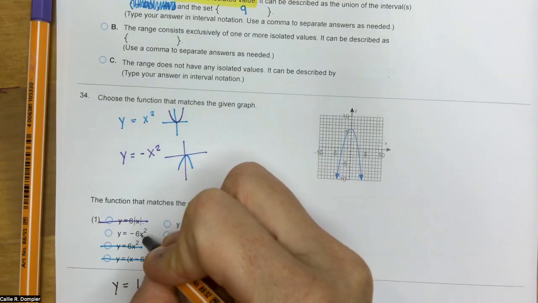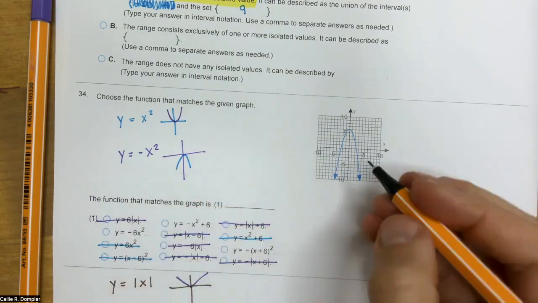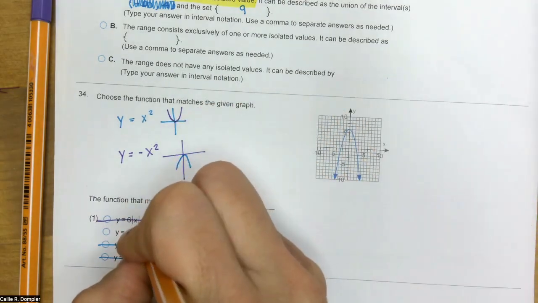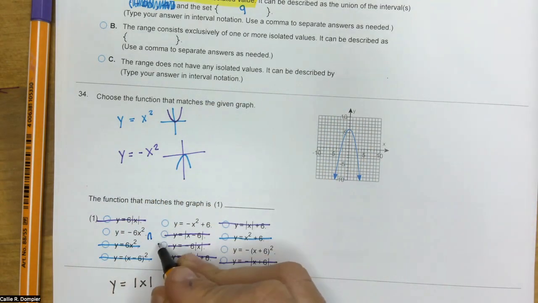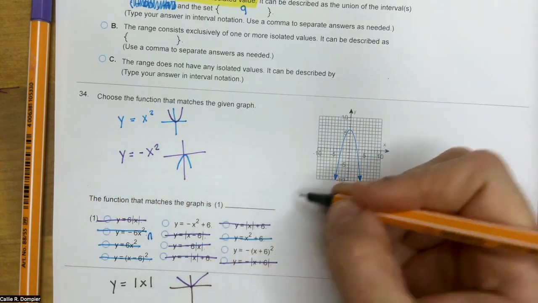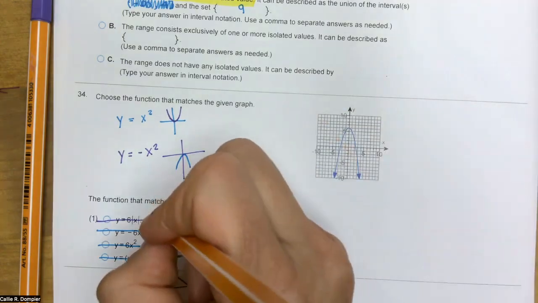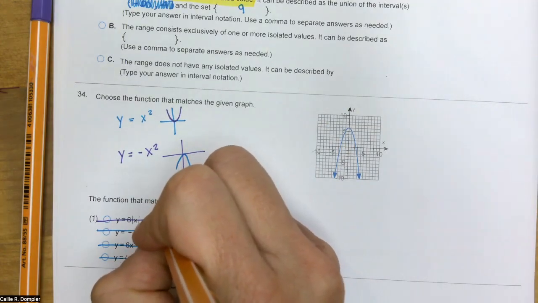So if we multiply it by 6, that's just going to make it 6 times narrower, right? That's going to be a tiny little graph like that. So it's not that one. If we add 6, that will raise it up by 6, right? So that one looks correct.